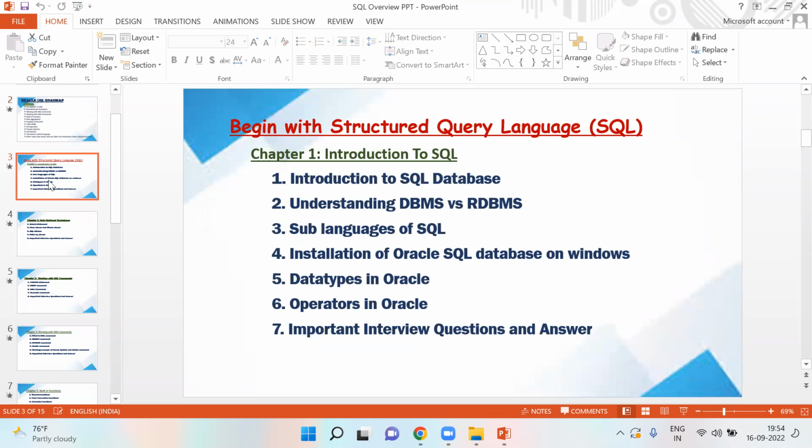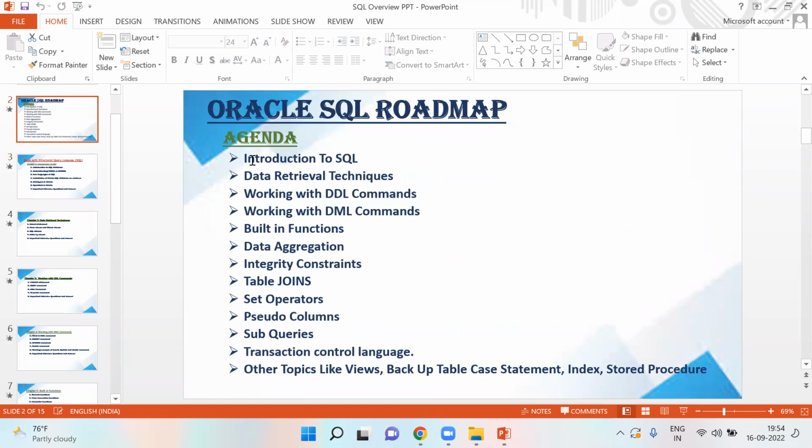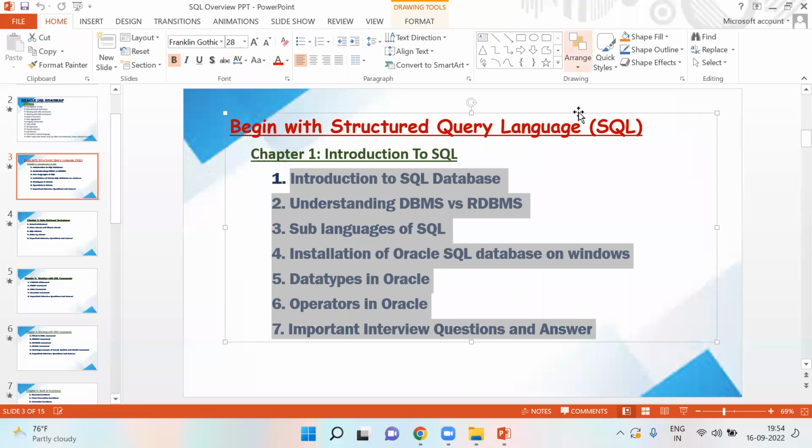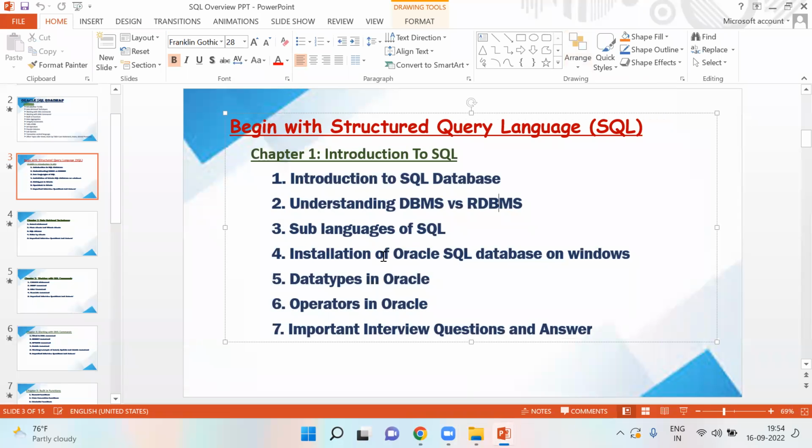So this is how we have. Next, when we discuss chapter-wise, the first chapter will be your introduction to SQL. What are the topics we are going to discuss? Introduction to SQL database, understanding DBMS versus RDBMS, sub-language of SQL, installation of Oracle SQL database on Windows.